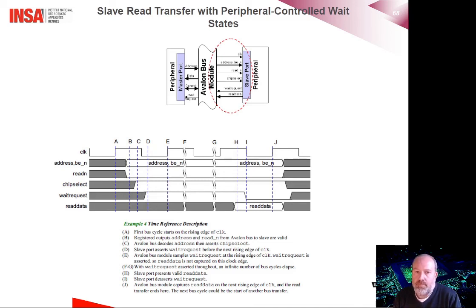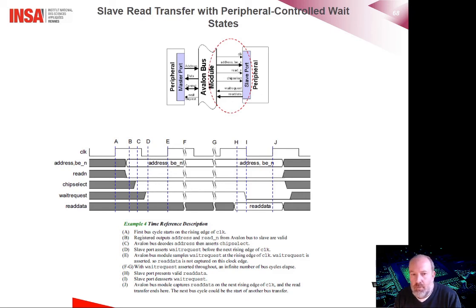The example 4 here shows a slave read transfer with peripheral controlled wait states. The peripheral controlled wait state mode uses the wait request signal, which is an output from the slave port. After read N is asserted to the slave port, it must return wait request within the first bus cycle if it wishes to extend the read transfer. When asserted, wait request stalls the Avalon Bus module and prevents it from capturing read data. The Avalon Bus module will capture read data on the next rising edge of the clock after wait request is deasserted.